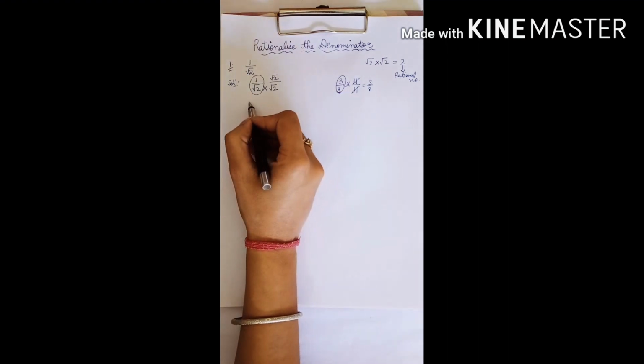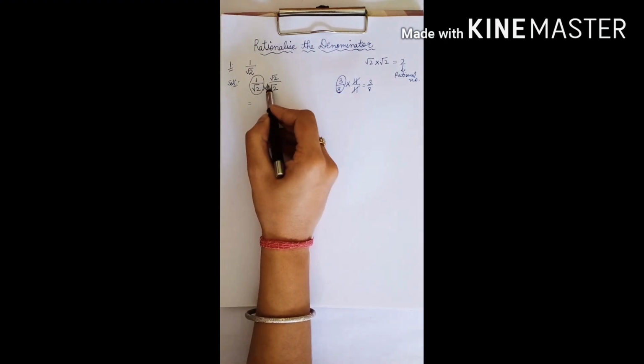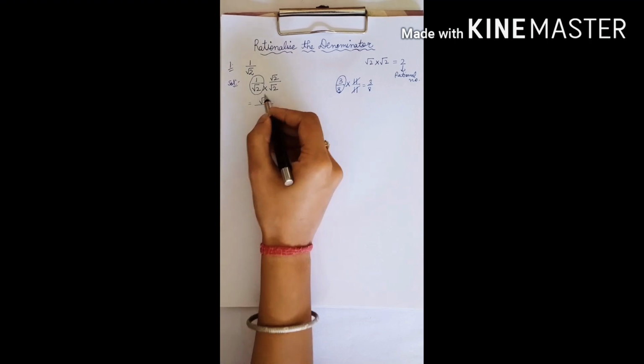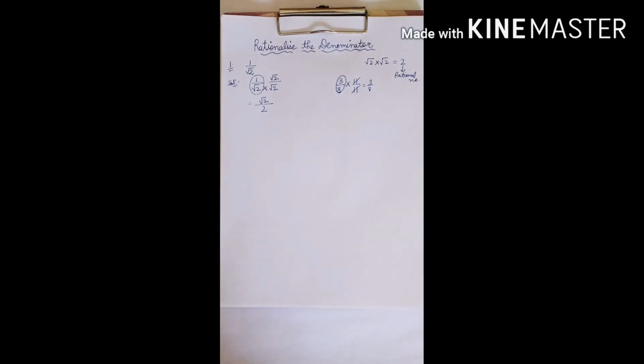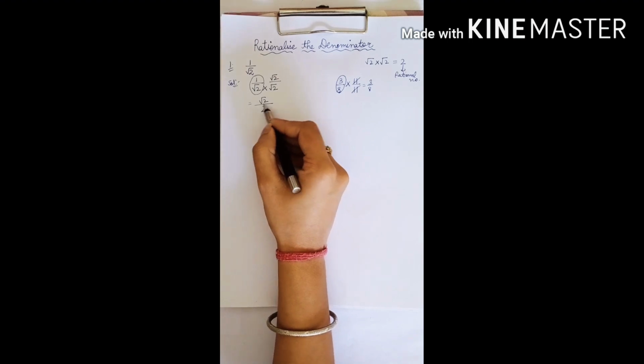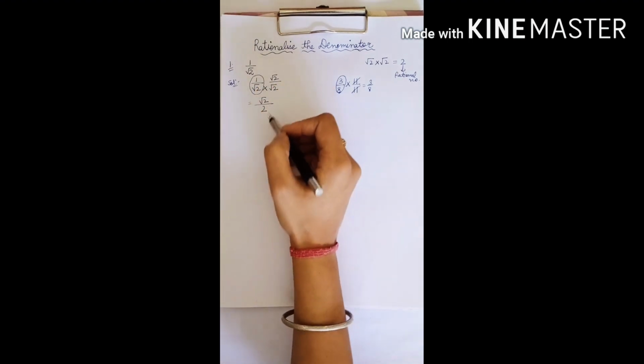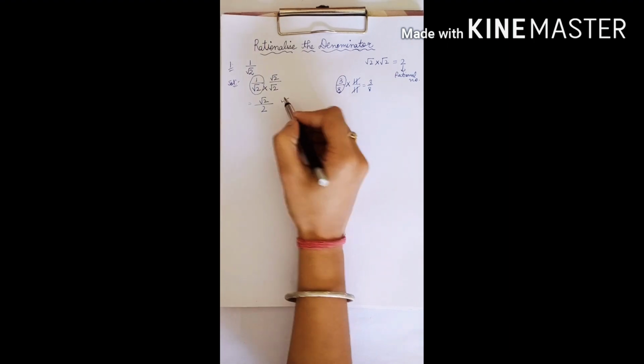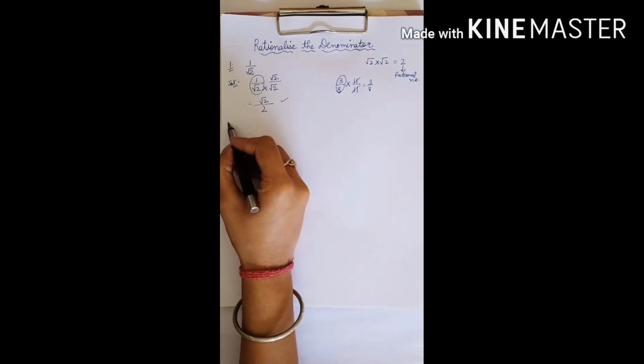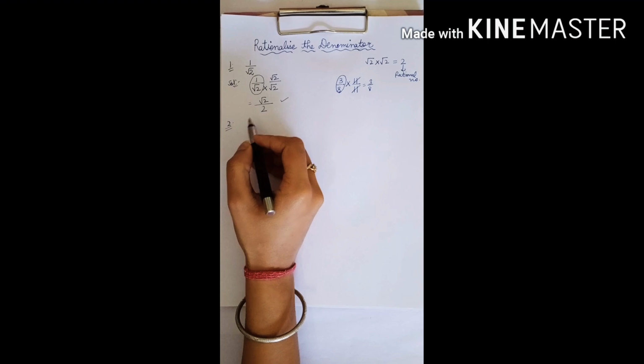So now do it. 1 into root 2 is root 2, and root 2 into root 2 is 2. Now here we get a rational number in the denominator, so this term is rationalized now. This is the answer. Now move to the second example.